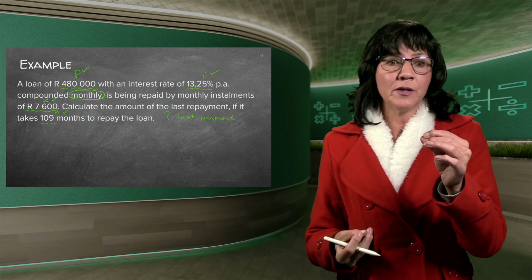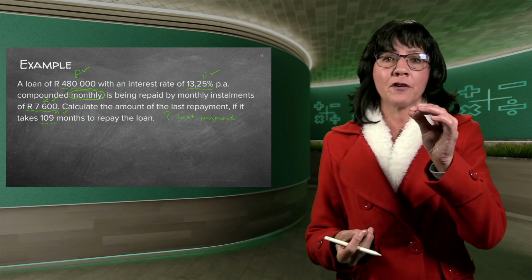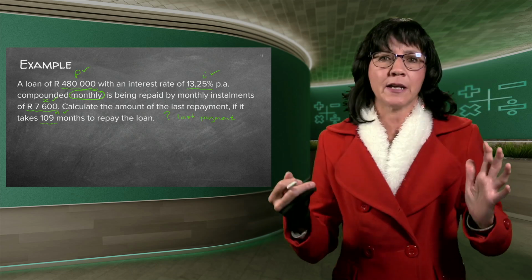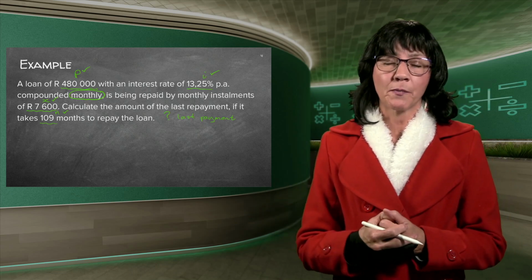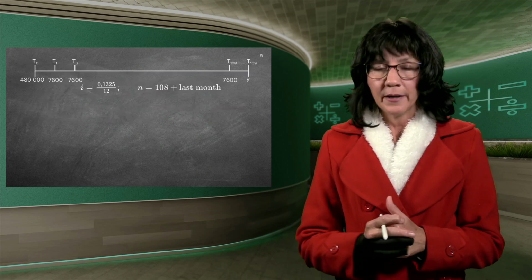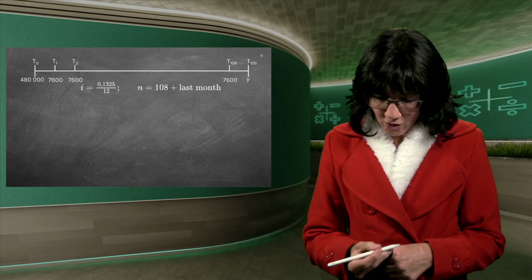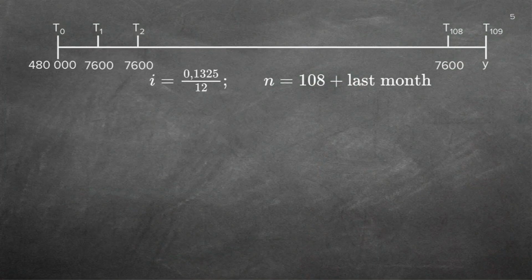But maybe it was only 7,599 Rand and 2 cents, but we round it up. And then we need to know what the last month's payment is. So it's a logical calculation. Let's just see what we've got. We've got our I monthly, I divided by 12. The 108 they already gave you.